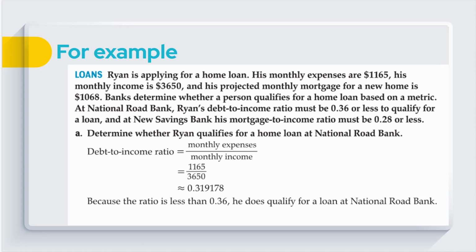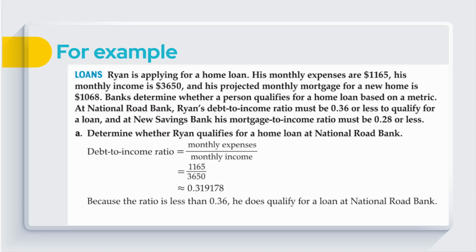Let's take a look at an example of metrics and debt to income ratio. So this guy, Ryan, he's applying for a home loan. His monthly expenses are $1,165. His monthly income is $3,650, and his projected monthly mortgage for a new home is $1,068. So the bank determines whether a person qualifies for a home loan based on a metric. At National Road Bank, Ryan's debt to income ratio must be 0.36 or less to qualify for a loan. And at New Savings Bank, his mortgage to income ratio must be 0.8 or less.